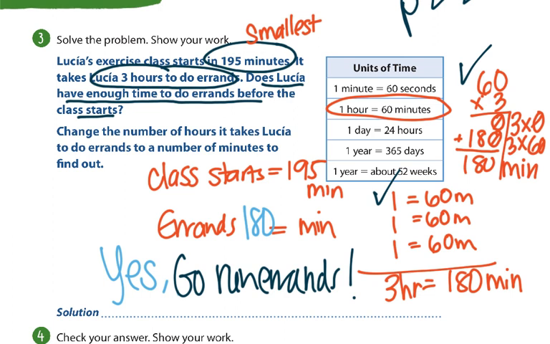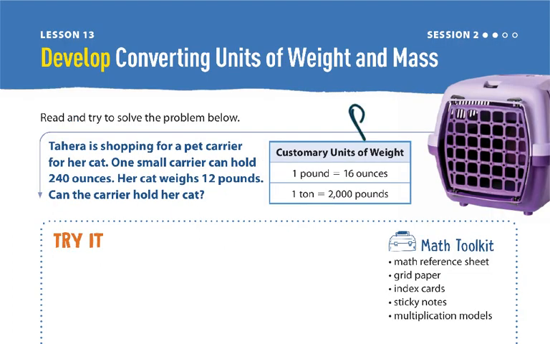Let's roll over to page 273 next. Ready to read? Tahara is shopping for a pet carrier for her cat. One small carrier can hold 240 ounces. Circle. Her cat weighs 12 pounds. Can the carrier hold her cat?